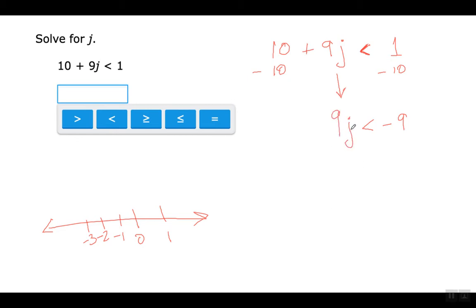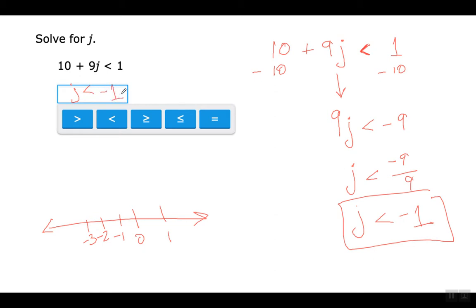Okay, now to get j by itself, now I got to move this 9 to the other side and do the opposite of multiplication, which will be division. So I'm going to divide by 9. And j is going to be less than negative 1. That's my answer. A negative number divided by a positive number equals a negative. And 9 divided by 9 equals 1. So that's going to be my answer. J is less than negative 1.